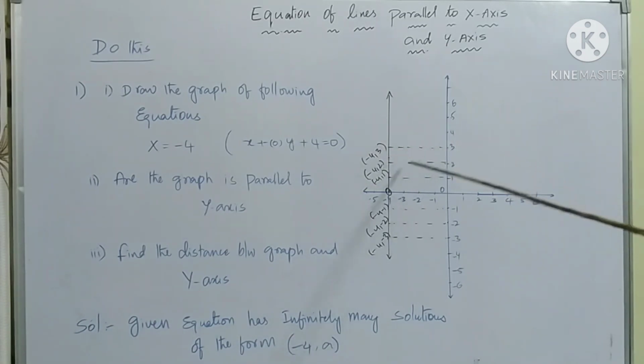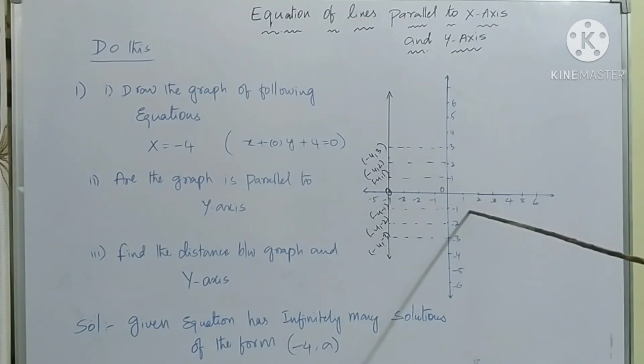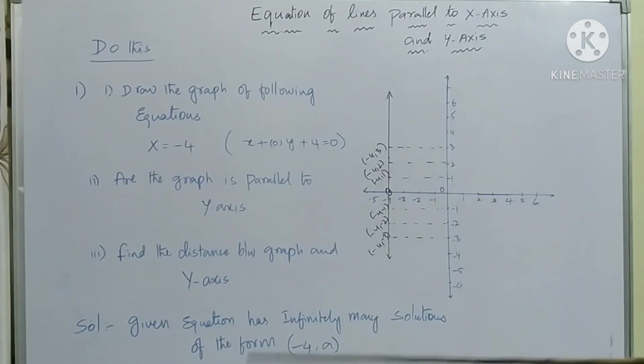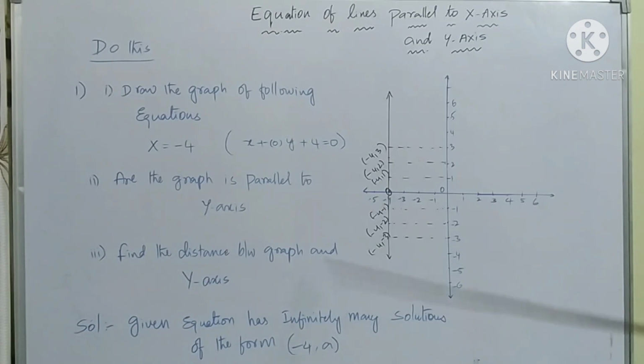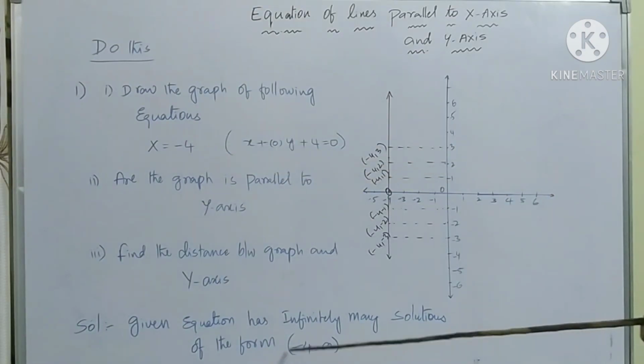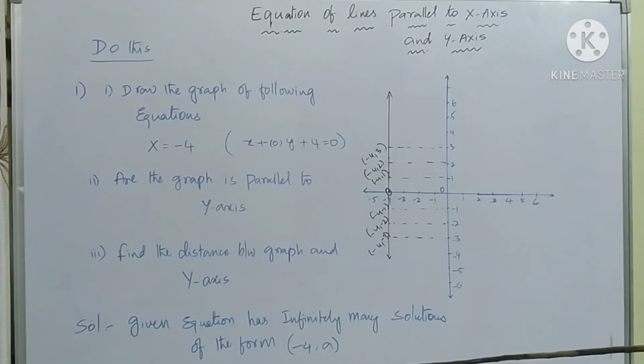This follows an equal distance from the y axis and it is parallel to the y axis. So finally this is the solution. The given equation has infinitely many solutions of the form minus 4 comma a. Here the x value is always constant, that is minus 4, and y is any real number.